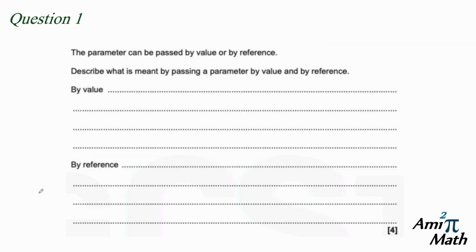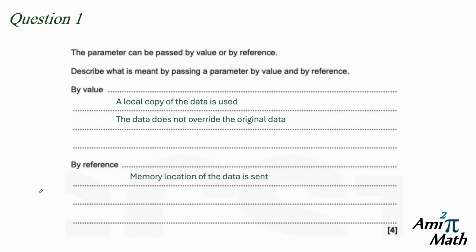Okay, so question number 1, and this will be looking at what we just talked about, parameter passing. The parameter can be passed by value or by reference. Describe what is meant by passing a parameter by value and by reference. Okay, so a local copy of the data is used, but the data does not override the original data, which also means it does not change anything. And then by reference, the memory location of the data is sent. Changes are made to the original data and changes remain after the subprogram exits.